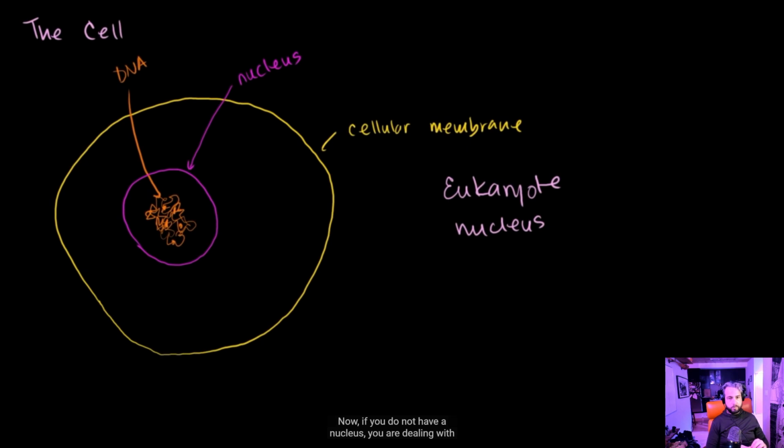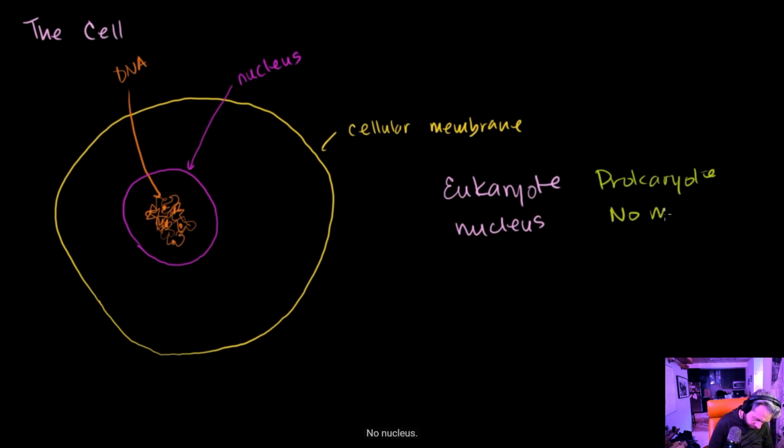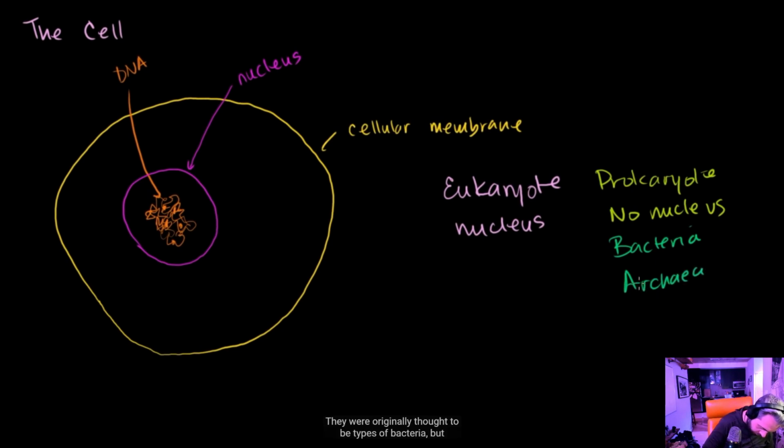Now, if you do not have a nucleus, you are dealing with a prokaryote. Prokaryote. No nucleus. And examples of prokaryotes, the two big groups of them, are bacteria and archaea. And archaea are really interesting. We know very, very little about them. They were originally thought to be types of bacteria, but now people are realizing that they're a whole completely other group, and we've actually observed a very small subset of them. So it's a very fascinating group.